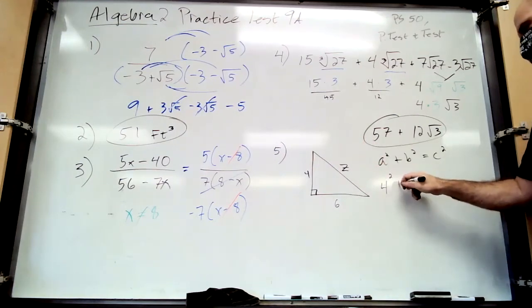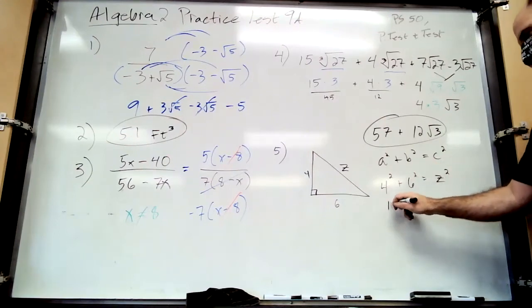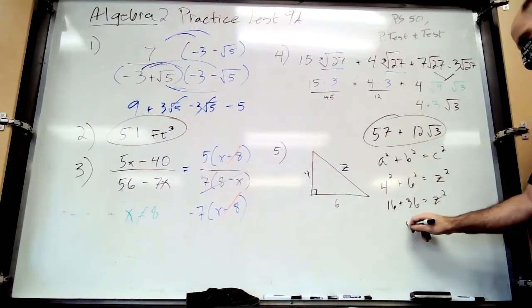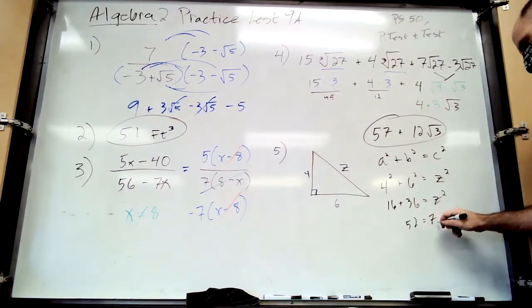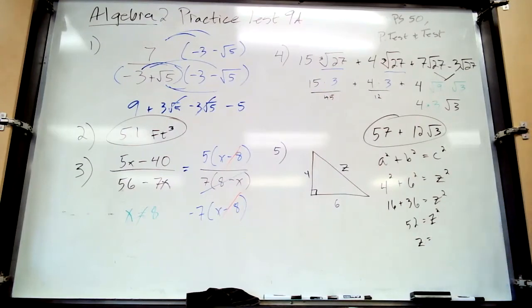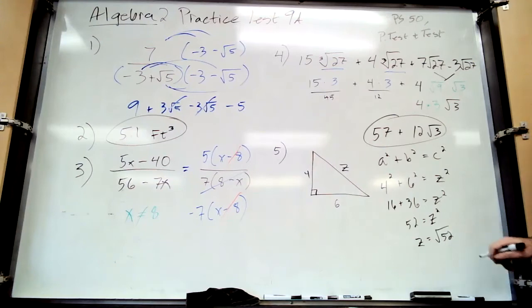So 4 squared plus 6 squared equals z squared. 16 plus 36 equals z squared. So 52 equals z squared. So what's z? I can bring down the actual calculator. So what's z? Would it be the square root of 52? Yep. Square root of 52. Now, 2 times square root of 13.